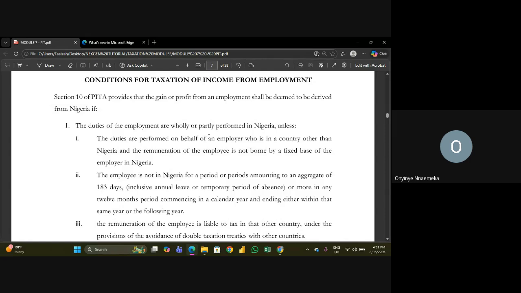So this 183 days, do you know who a resident is? It's part of the written aspect. And I remember telling you when we started this class that you should be reading written aspects by yourselves. We are focusing on calculation. If we have time, we can focus on written. But for now, we want to ensure that we finish our calculations.